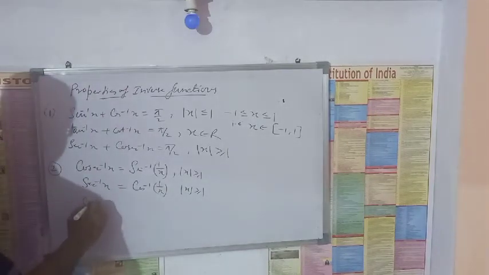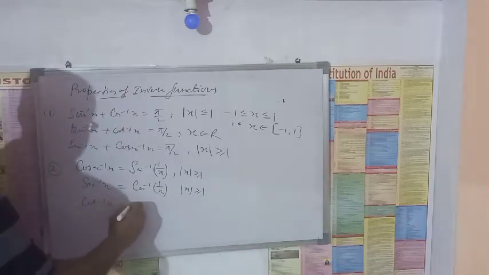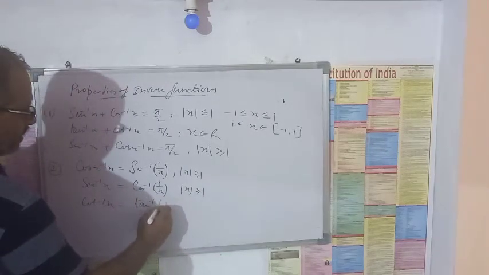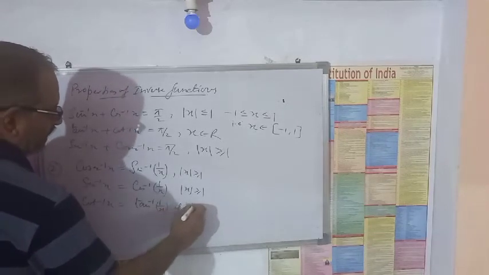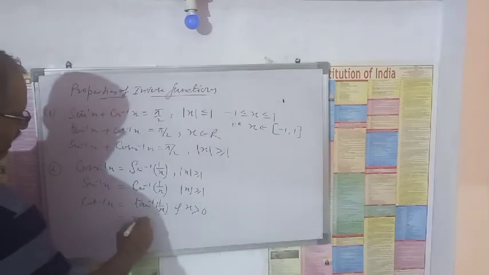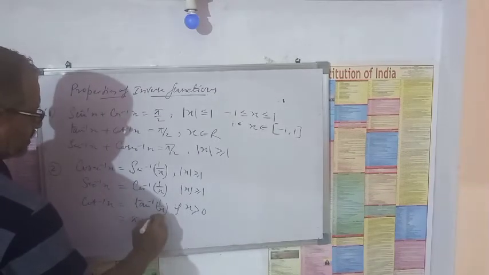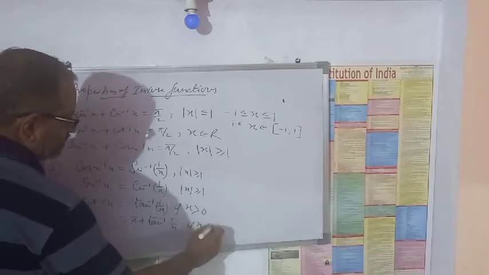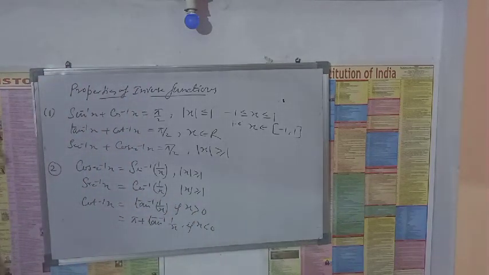And cot inverse x is equal to tan inverse 1 by x if x greater than 0, and this will be equal to pi plus tan inverse 1 by x if x less than 0. Tan inverse 1 by x if x greater than 0, and pi plus tan inverse 1 by x if x less than 0.